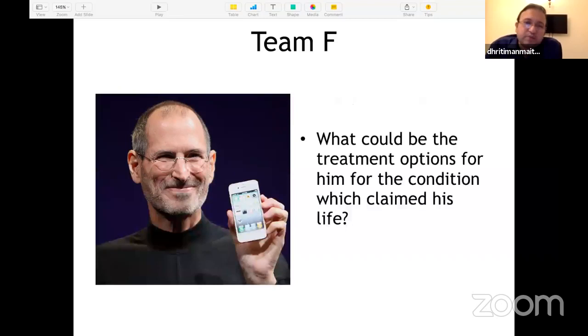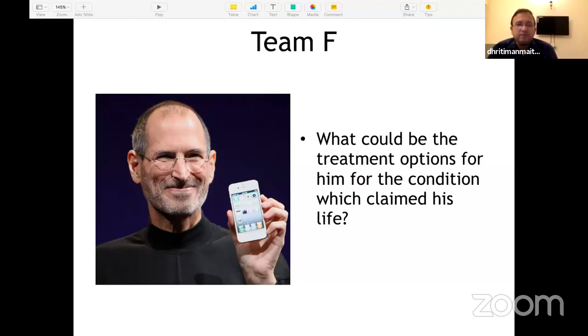What could be the treatment options for this gentleman for the condition which claimed his life? For that, you have to know which gentleman this is. Anirban. Pancreatic cancer and Whipple's procedure; if chemotherapy was required, it would be gemcitabine-based chemotherapy. 10 out of 10. And if it was inoperable, like the way he was diagnosed? Sir, palliation or a triple bypass. Very good. Full marks to him.